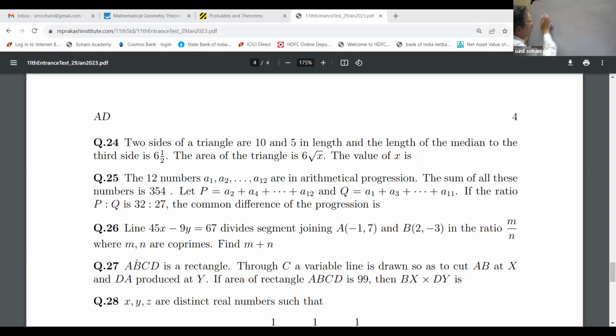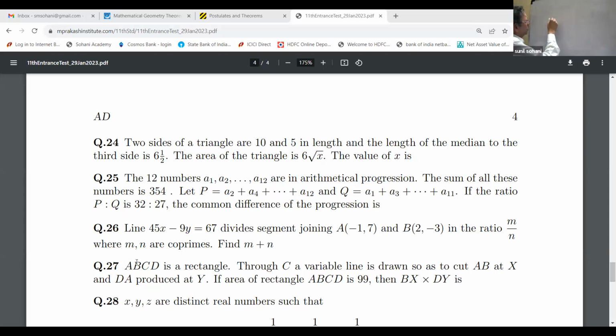And I hope all are writing the solutions given by me in your notebook properly. Question 24. Two sides of a triangle are 10 and 5 in length. Length of the median to the third side is 6.5. Area of the triangle is this. Find the value of x.